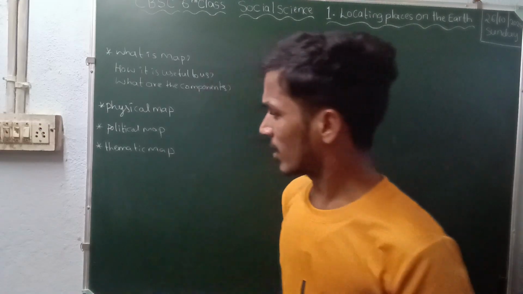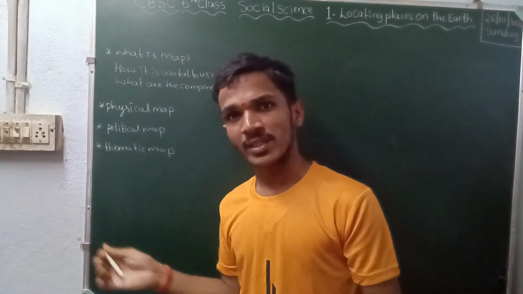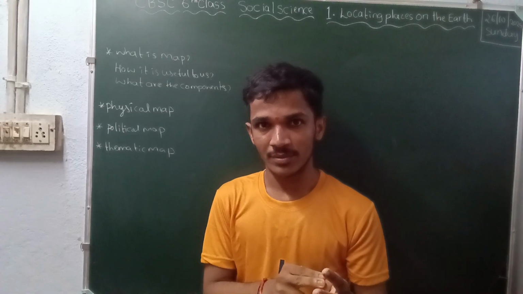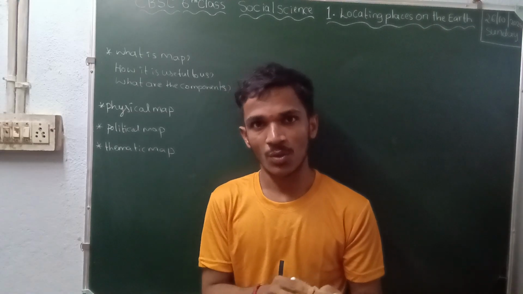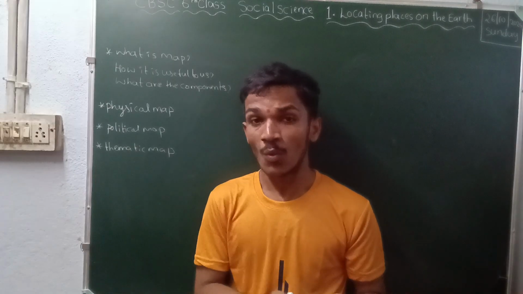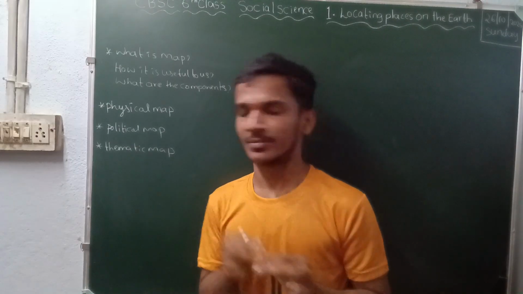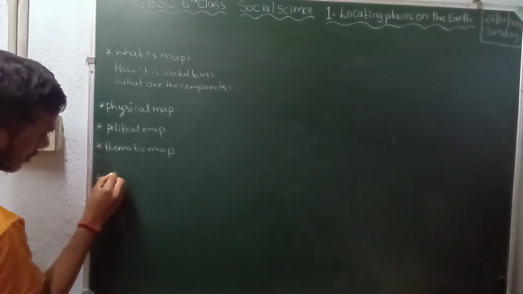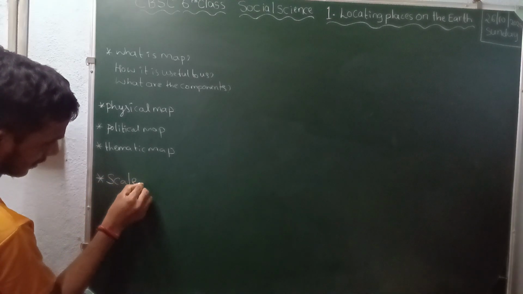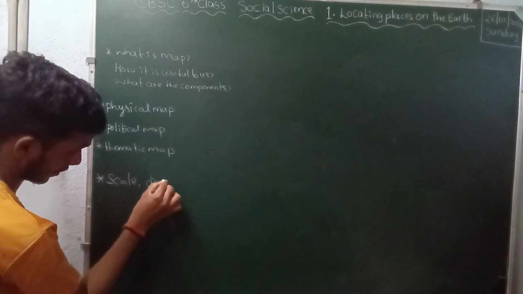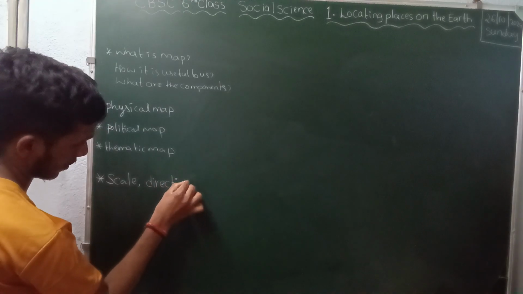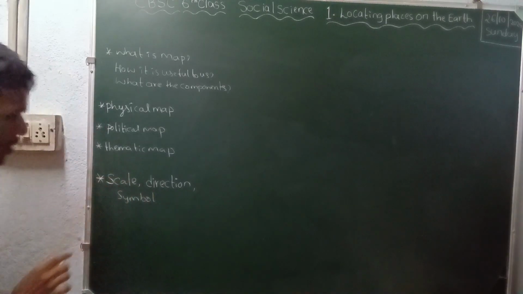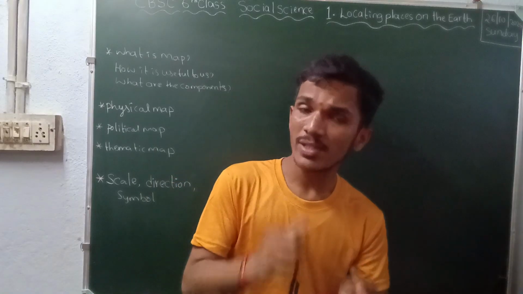There are other components in the map. They are, first, what is scale? What is direction? What are symbols? Why do we use them in the map? First, scale. Why do we use scale in the map?